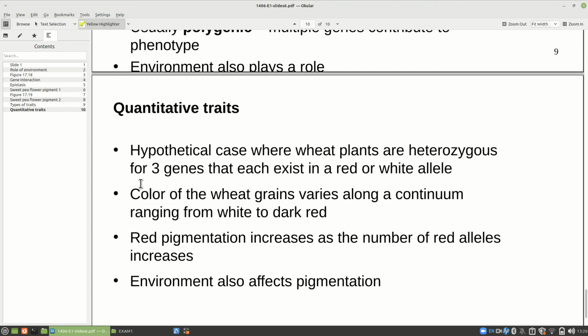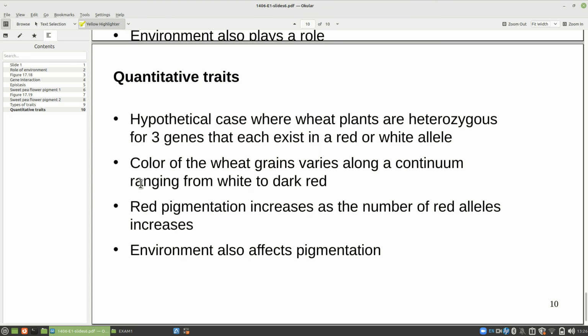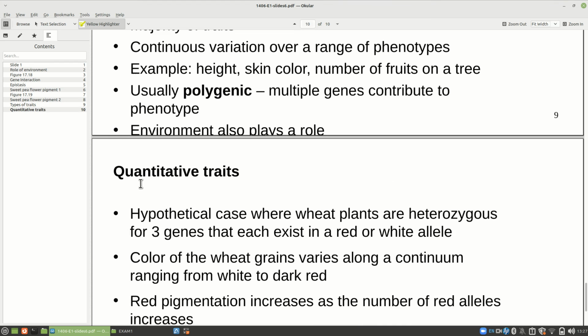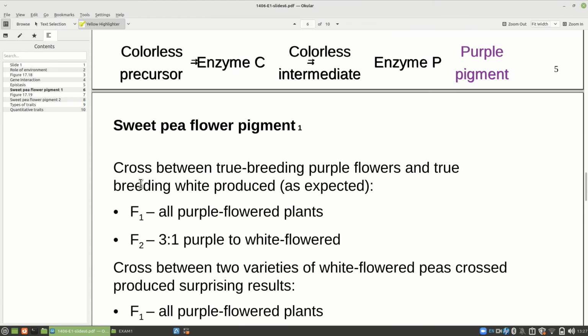And that would also explain codominance. Let's see, anything else here? I don't think so. So this is a short one. Just know that these exist.